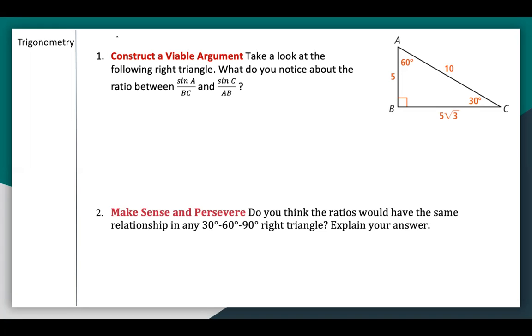All right, taking a look at this question. I have: find the ratio between the sine of A over BC and the sine of C over AB. Well, if we look at this, A is 60 degrees. So really what's happening here is in this first fraction, we have the sine of 60 degrees over BC. And BC, if we look at this picture, is the side opposite 60 degrees. In this case, it's 5 square roots of 3.